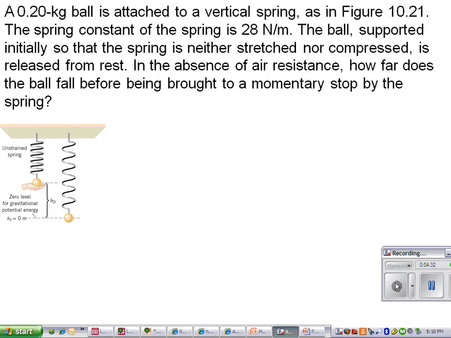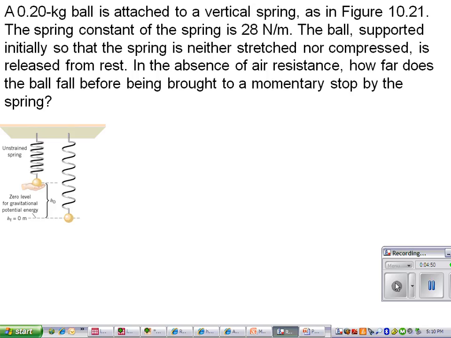In the absence of air resistance, how far does the ball fall before being brought to a momentary stop by the spring? So again, we're going to use this idea of initial energy equals final energy, and ask yourself, what kind of energy do you have initially? What kind of energy do you have finally? Remember, it comes to a stop at the very bottom.